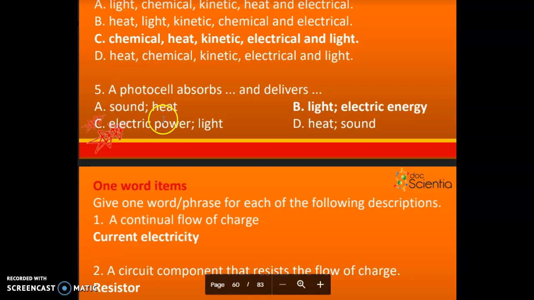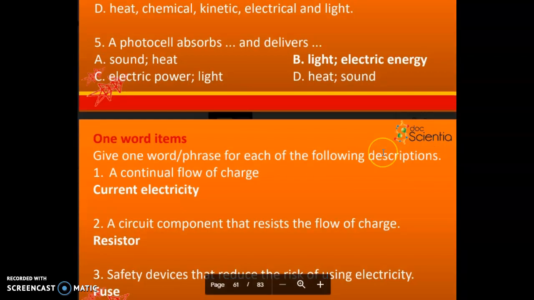Number 5, a photocell absorbs blank and delivers blank. A photocell absorbs sound and delivers heat. Or a photocell absorbs light and delivers heat, electric energy. C, a photocell absorbs electric power and delivers light. Or D, a photocell absorbs heat and delivers sound. It is B, a photocell absorbs light and then delivers electric energy.